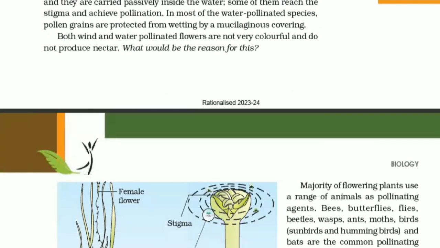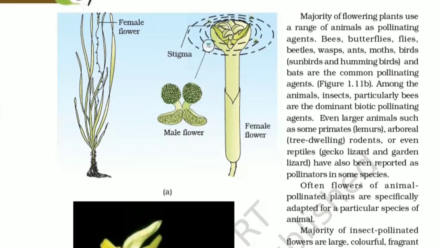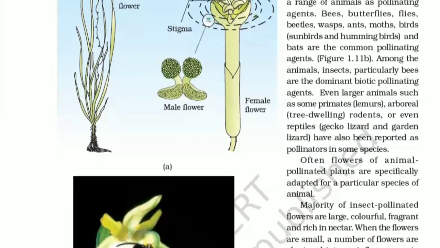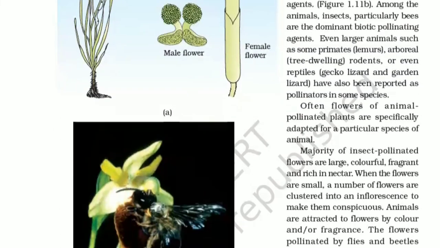Both wind and water pollinated flowers are not very colorful and do not produce nectar. What would be the reason for this? Majority of the flowering plants use a range of animals as pollinating agents. Bees, butterflies, flies, beetles, wasps, ants, moths, birds like sunbirds and hummingbirds, and bats are the common pollinating agents, as shown in figure 1.11b. Among the animals, insects, particularly bees, are the dominant biotic pollinating agents.